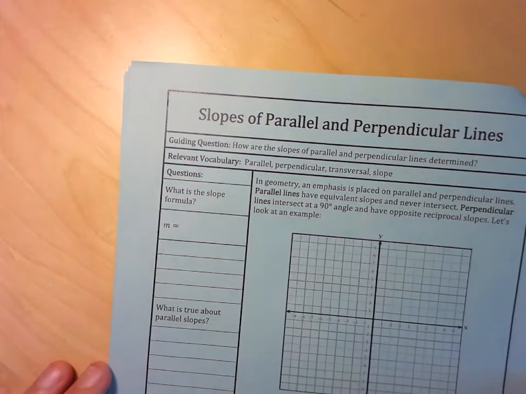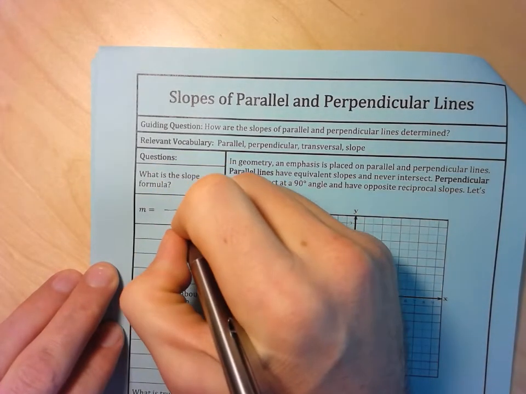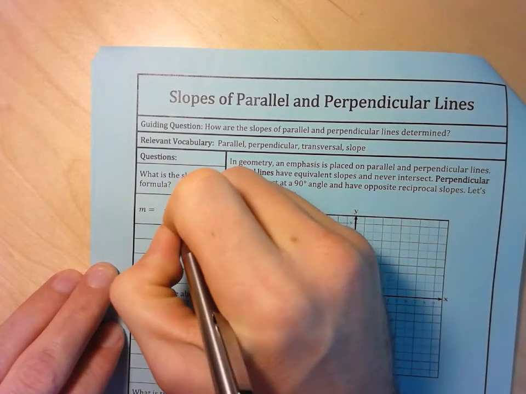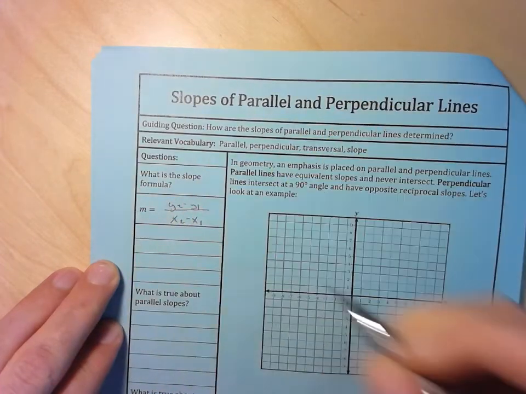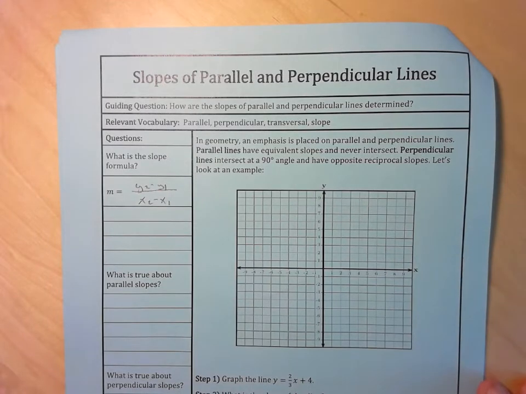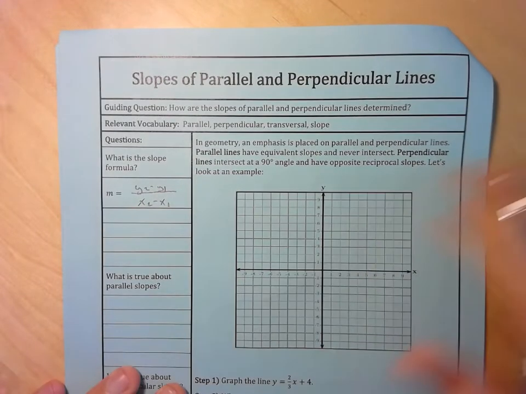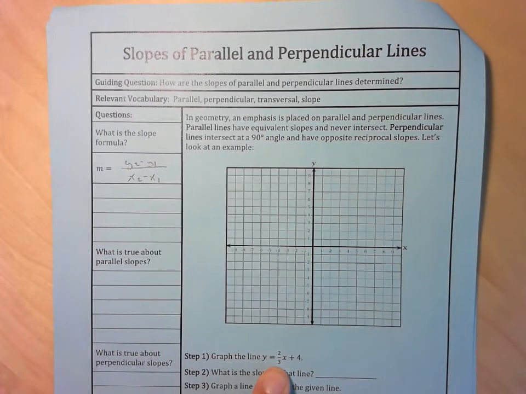And it is parallel and perpendicular lines and slopes that we're going to focus on today. We're going to need our slope formula, and that is y2 minus y1 over x2 minus x1, vertical change divided by horizontal change. And we're just going to graph some parallel and perpendicular lines, starting with this one right here.